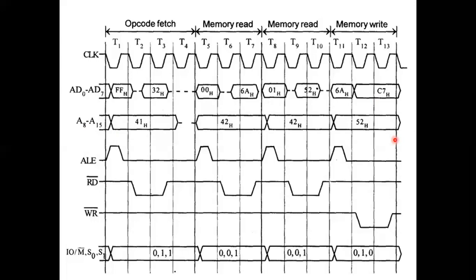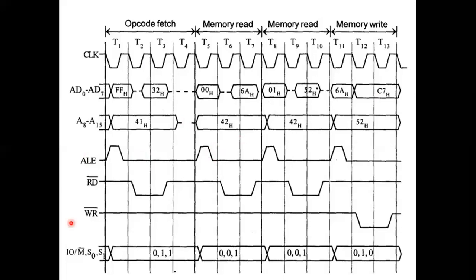Then ALE. We already told that ALE has to be enabled for every first machine cycle. So you see that in every first machine cycle it will be enabled.